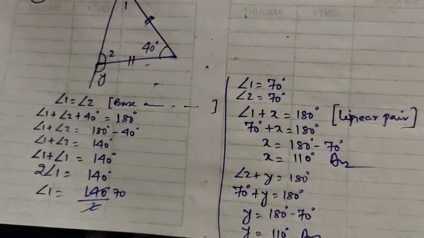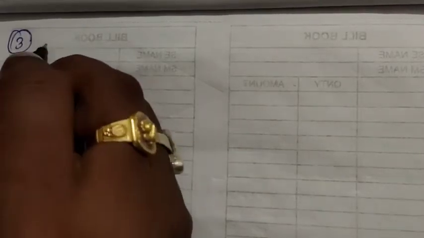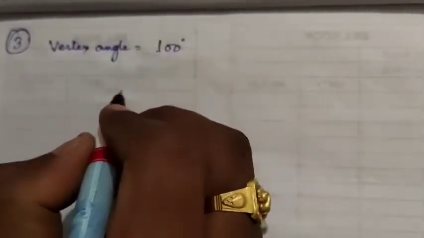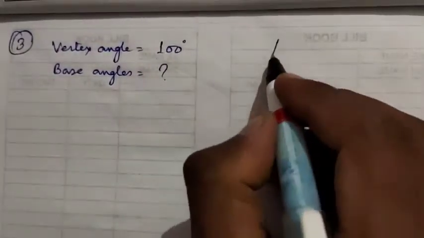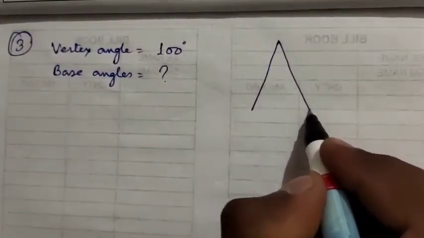And now we are going to solve the word problems in this exercise. That is, we are going to start question number 3. Question number 3 is saying the angle of vertex of an isosceles triangle is 100 degree. The angle of vertex, it means vertex angle, is given 100 degree. Find its base angle. We have to calculate the base angles.